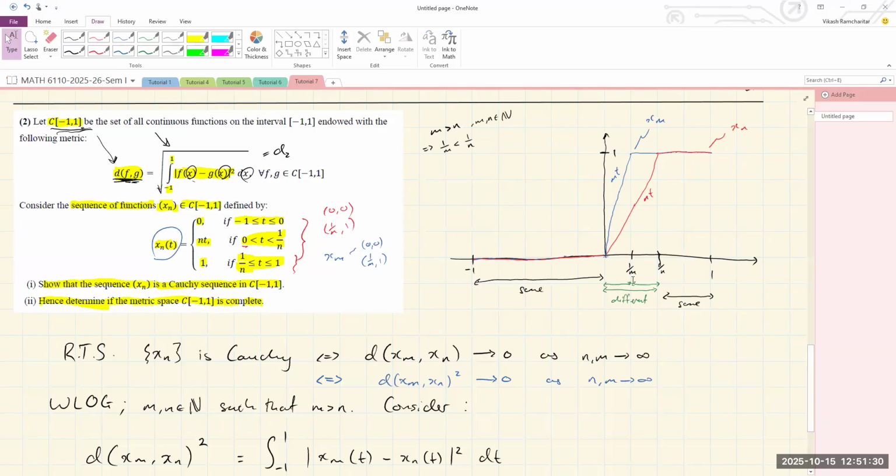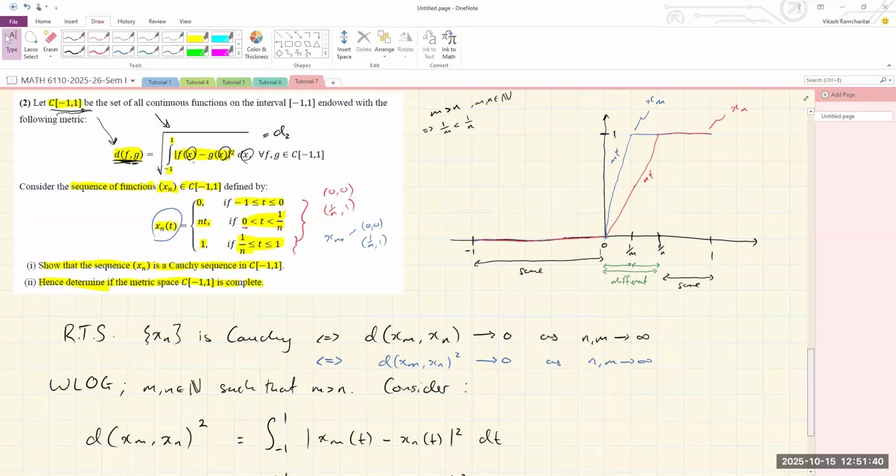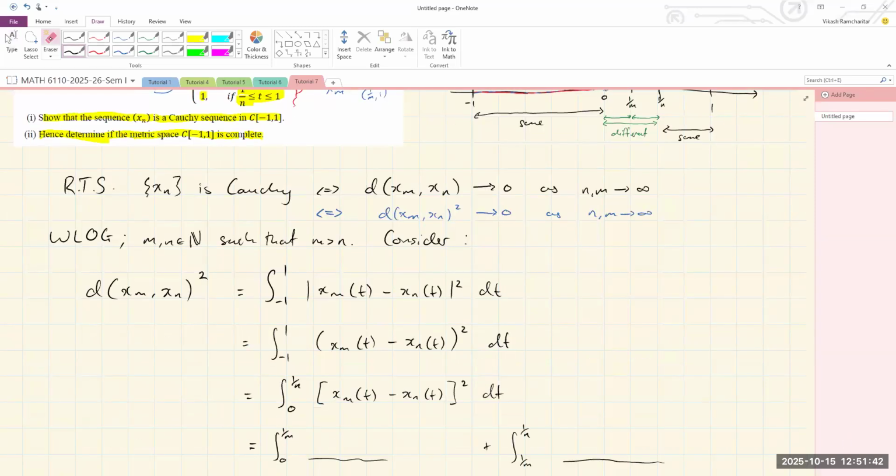So from 0 to 1 over m, I'm just filling in what these functions are now. The blue function is mt and the red function is nt, so the difference is mt minus nt. Then I'm squaring these two functions.